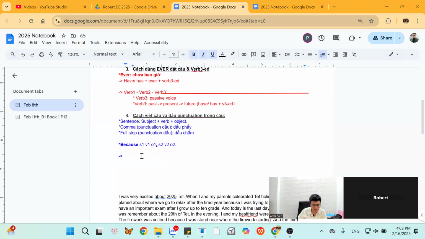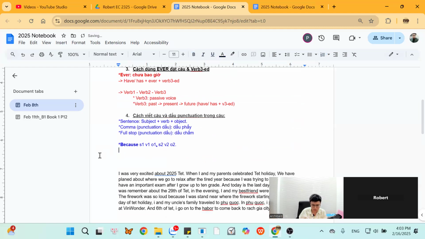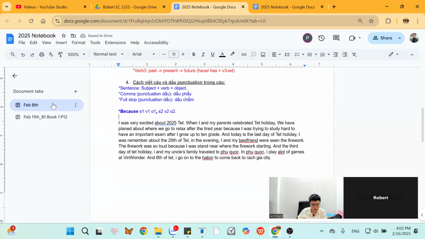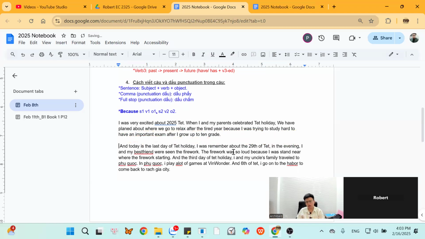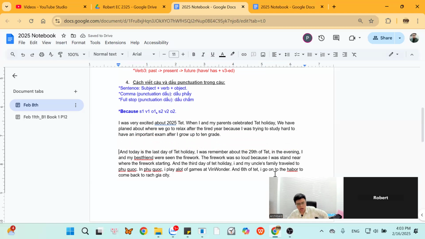All right, so let's come to the second sentence. I was very excited about 2025 Tet. When I and my parents celebrated Tet holiday, we have planned about where we go to relax after the tired year, because I was trying to study hard to have an important exam after I grow up to 10th grade. After I grow up to 10th grade, we use the word grade to talk about the class in which you are studying at your Vietnamese school. We don't use grade to talk about your age.